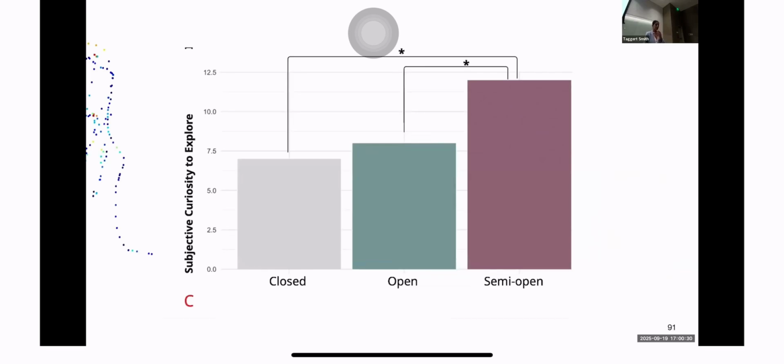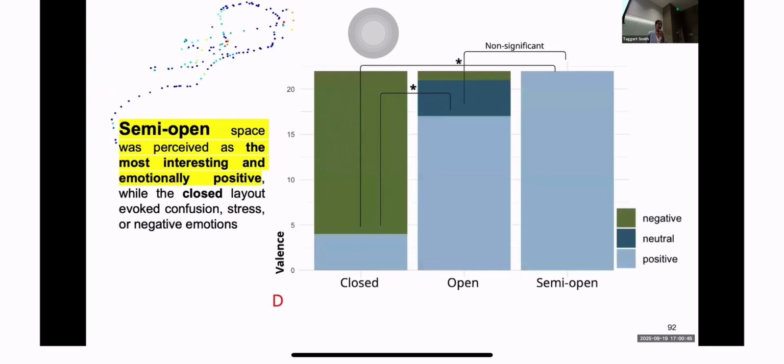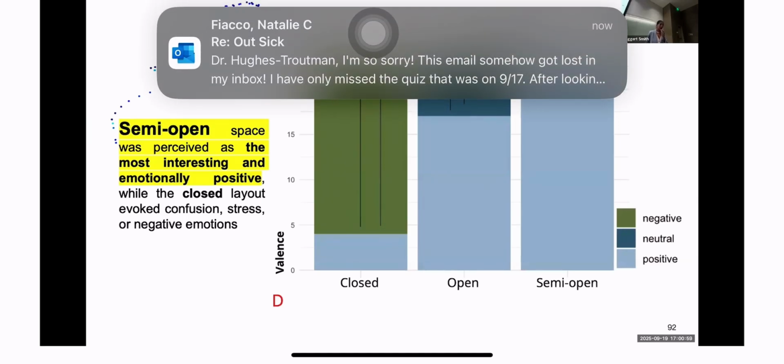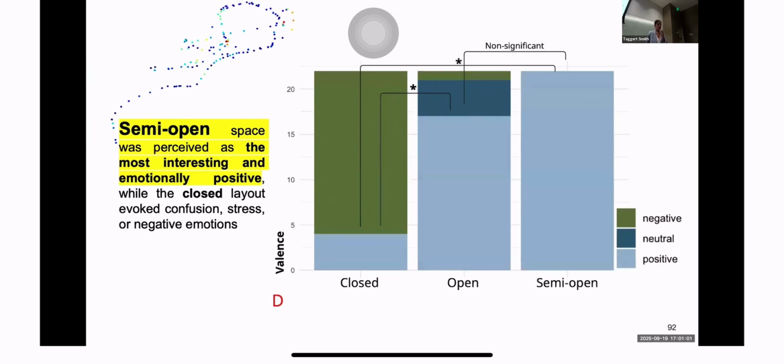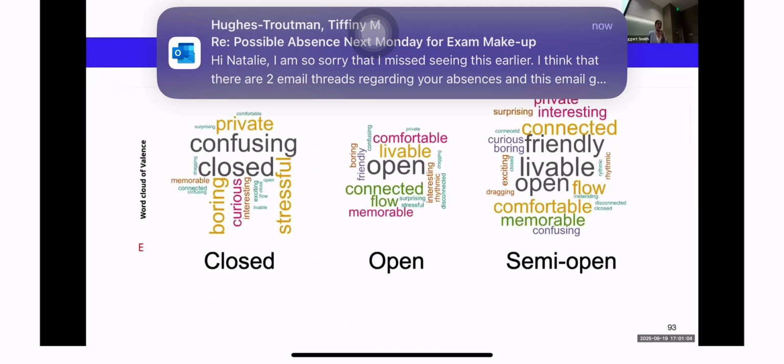And then we can see that subjective curiosity for each environment varies. And there is again significant difference between the semi-open environment and the open and closed environments. They felt more curious in the semi-open environment. And also in terms of valence and feeling, the semi-open environment, according to our participants, they perceived as the most interesting and emotionally positive environment. And then next was the open, and then the closed environment was mostly negative.